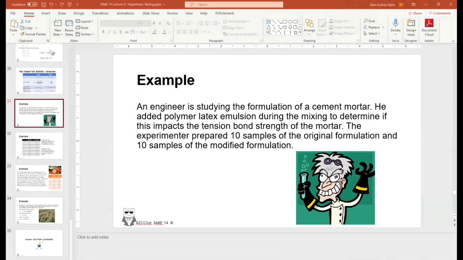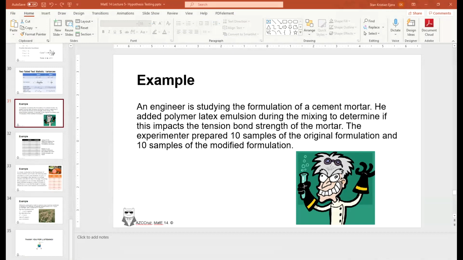Okay. So an engineer is studying the formulation of cement mortar. He added polymer latex emulsion during the mixing to determine if this possibly impacts the tension bond strength of the mortar. The experimenter prepared 10 samples of the original and 10 samples of the modified. Okay? So gusto natin i-compare yung nagiging response nila.